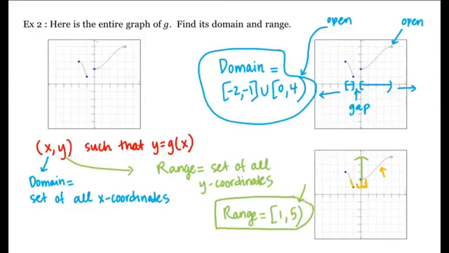And this is how we find the domain and range of a function given its graph. Thank you, and we'll see you next time.